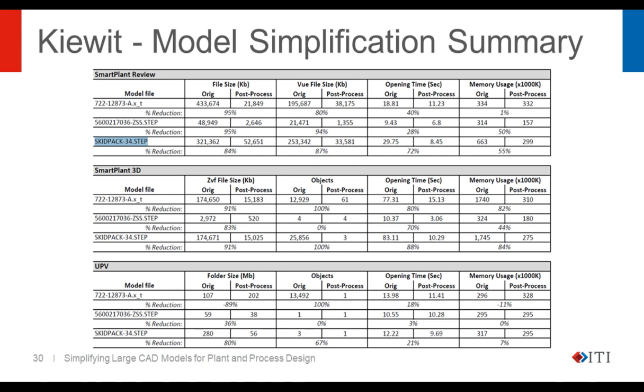Just under SmartPlant Review, we saw reductions in file size down to 95% of the original file size after post-processing. That resulted in an 80% savings in view file size. Most of the time it was anywhere from 30 to 70% in opening time. And again, when you consider 50 to 60 people and we're shaving 15 to 30 seconds off every time they open this file, you're saving a few hours every week, and over the course of a 2 or 3 year long project, that's considerable savings just in time alone.